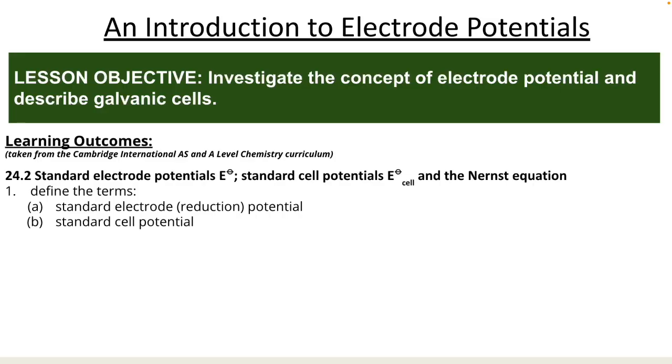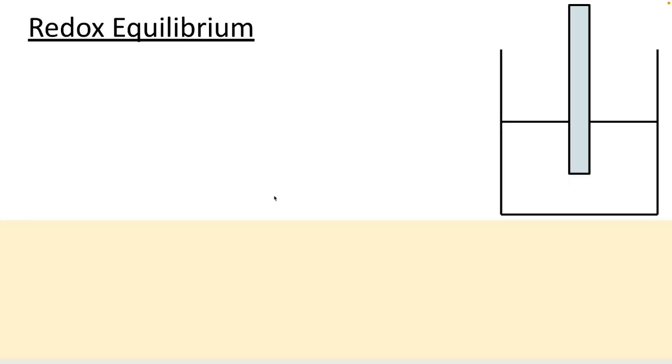Hello, thanks for joining me as we continue this electrochemistry unit, looking today at introducing the concept of electrode potentials, where we're going to investigate the concept of electrode potential and describe galvanic cells. So moving on from the previous lesson, we've finished looking at electrolytic cells, where we were taking electrical energy and using that to drive a chemical reaction, taking electrical energy, converting it into chemical energy.